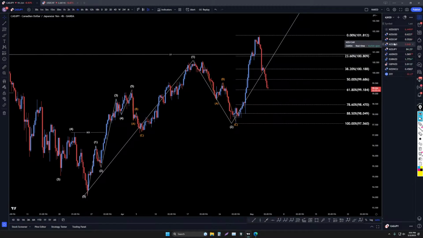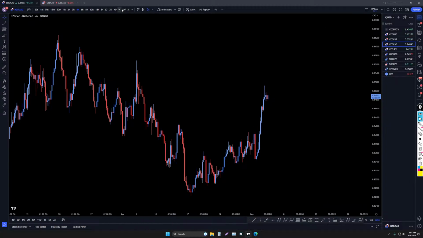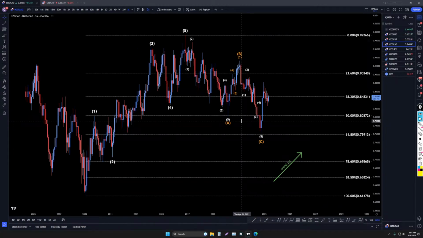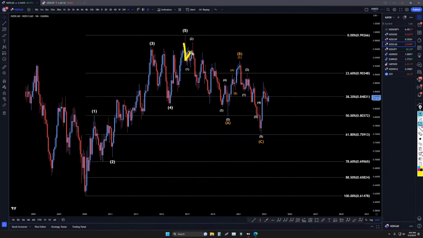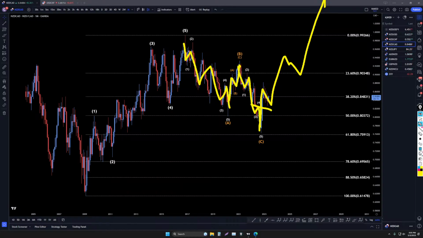Let's see, Kiwi Canadian. This is definitely a pair that I don't normally look at either. Ooh, it looks like that ABC that I put on here a long time ago is following through though. Nice, 1, 2, 3, 4, 5 of A. ABC up for the B. 1, 2, 3, 4, 5 of C. Break of structure. I bet this is going to keep going up almost for sure.